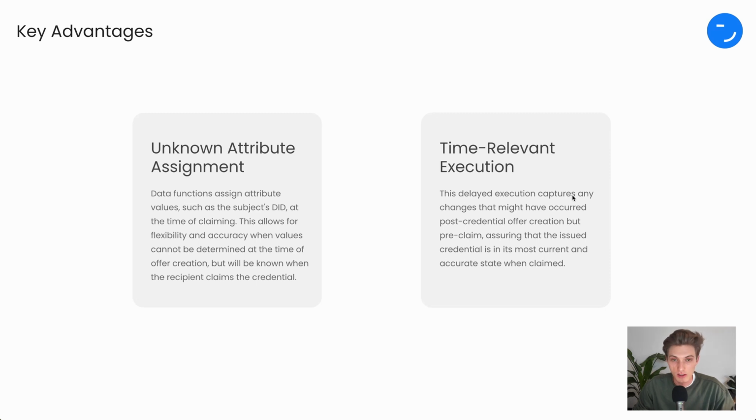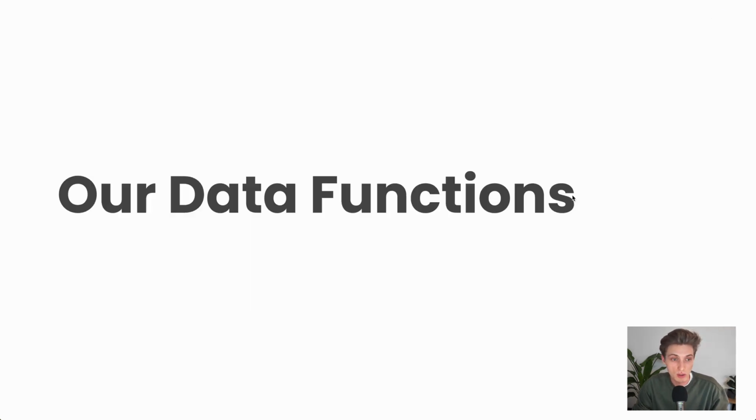A next advantage is time-relevant execution. So this delayed execution captures any change that might have occurred post-credential offer creation, but pre-claiming, assuring that the issued credential is in the most current and accurate state when claimed. Because, for example, the issuer might create the credential offer URL today, but the holder just claims it 2 weeks in the future. So there might be some changes in the data, and thanks to data functions, we can now capture that. Let's now have a look at a few data functions we provide.